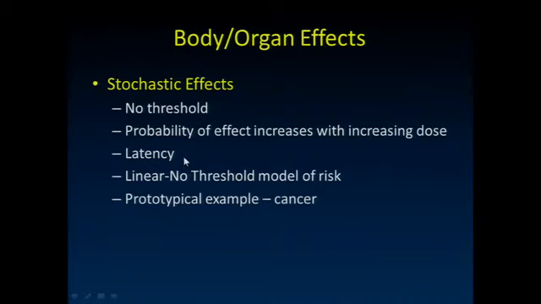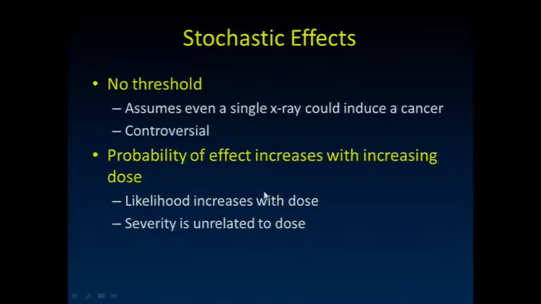There's a latency period, a period of time between when that radiation occurred and when these things manifest themselves. And we use a linear no-threshold model of risk to do that. And I'm going to show you an example of that. By the way, that model, frankly, is probably not correct, but it's probably the most prudent model for us to work with in the absence of better knowledge. And the prototypic example is cancer, although some of the genetic effects we could also include in that.